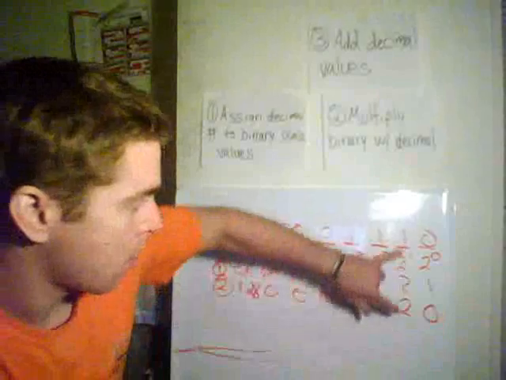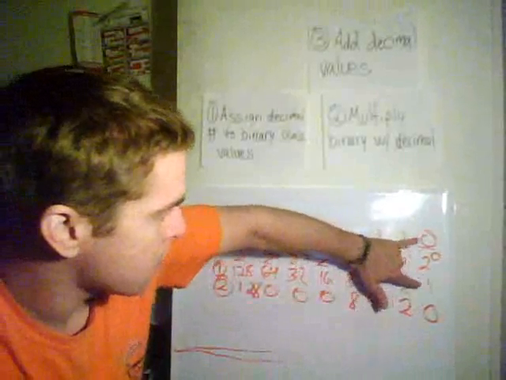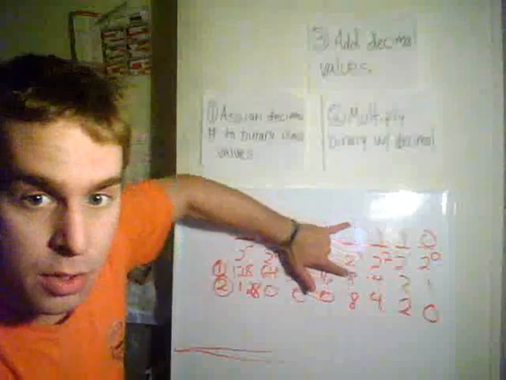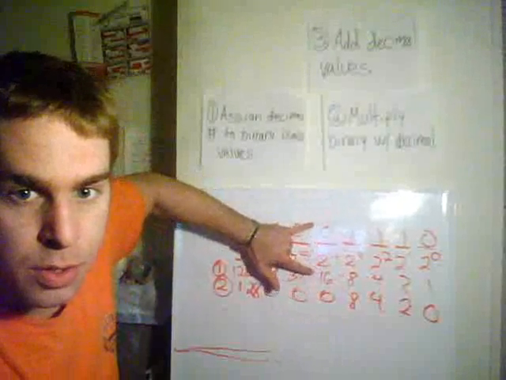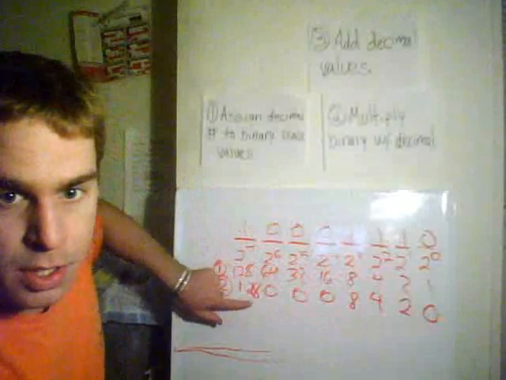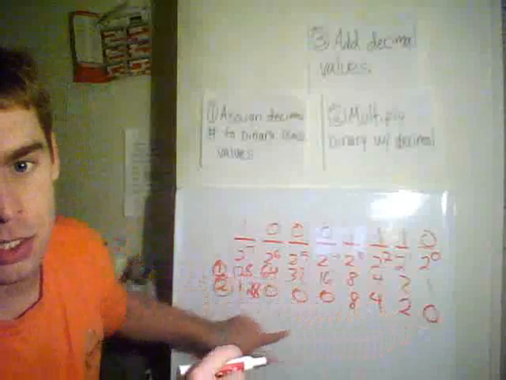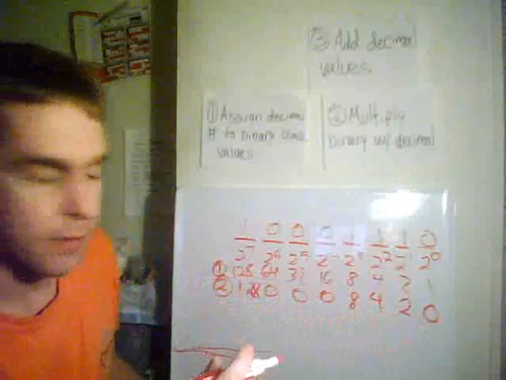You following? Multiply those numbers. And here are our products from all of those multiplications. Now we do step 3.